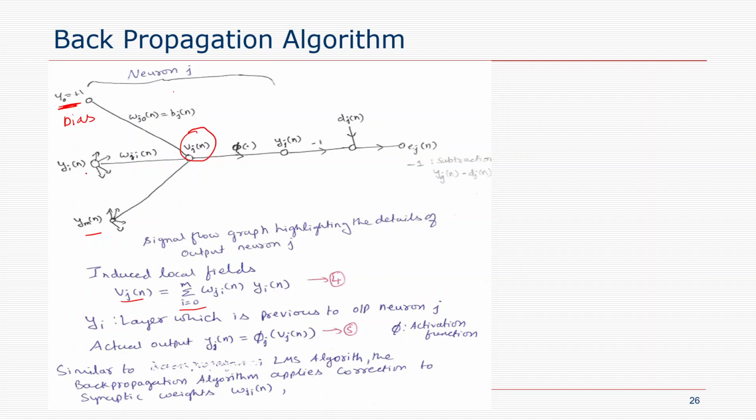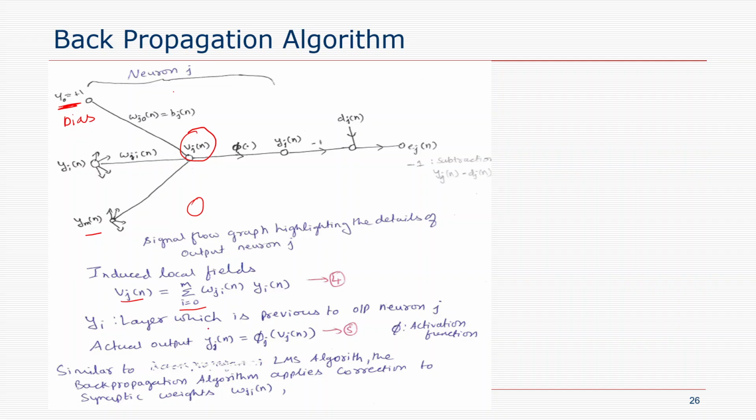Similarly, if yi is the input and the weights are given by wji of n, here the arrow mark indicates that this input also goes to the other neurons. Therefore, this indication is being given because after the neuron j there will be other neurons also here. Therefore, the connections will go there.